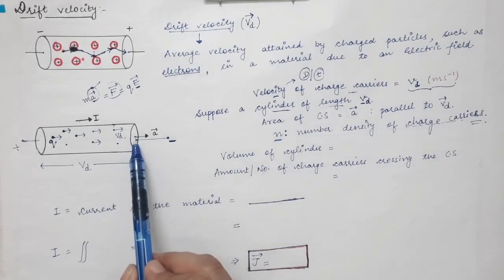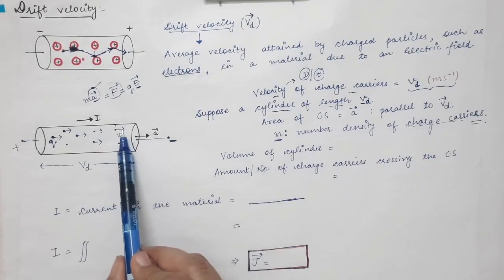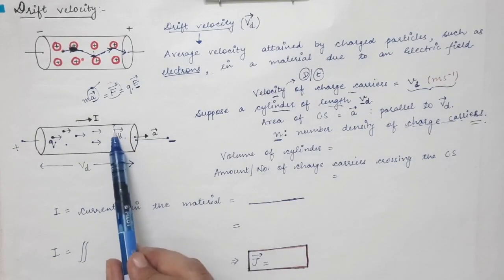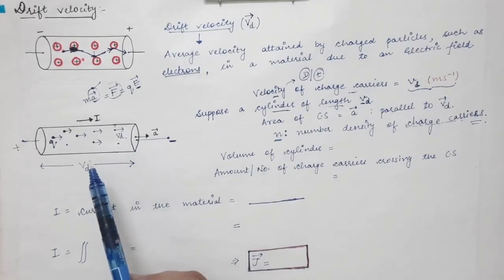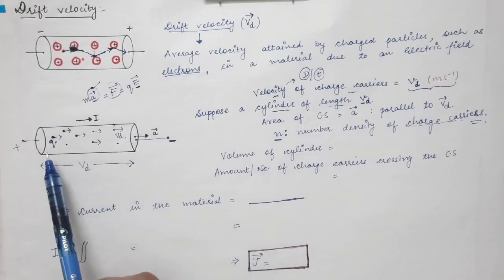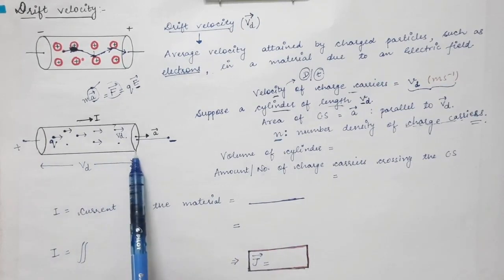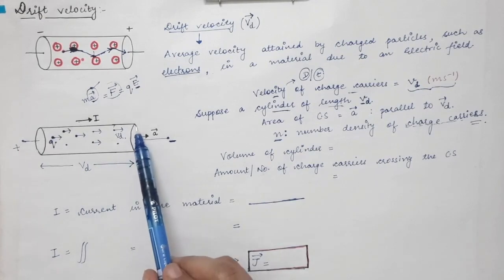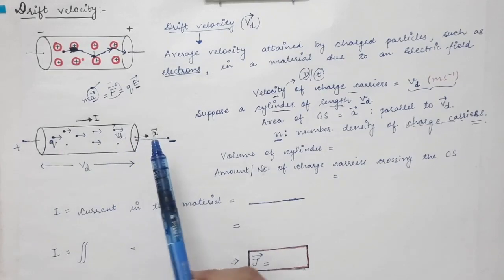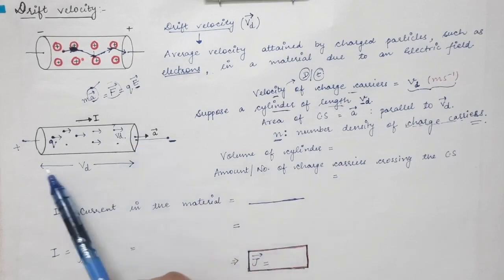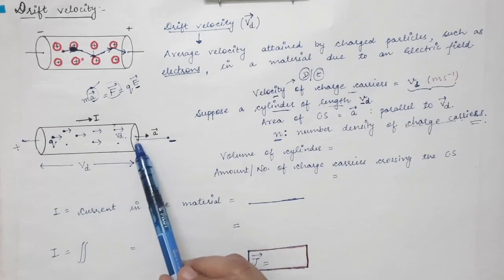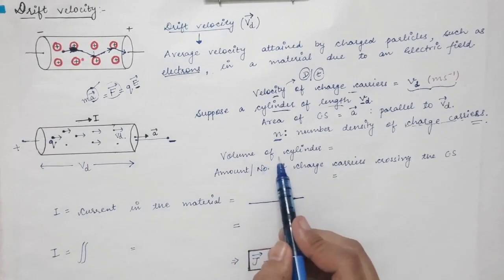Now over here, A vector will be pointing in the direction of VD vector. So the area of the cross section is given by A vector and it will be parallel to VD vector. Now what will be the volume of the cylinder? I have taken a conducting material whose length is equal to VD and area vector of the cross section is equal to A vector. Volume is nothing but area of base into height, and height is equal to VD.